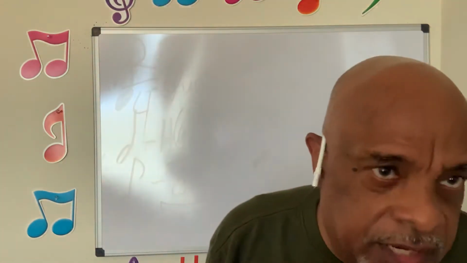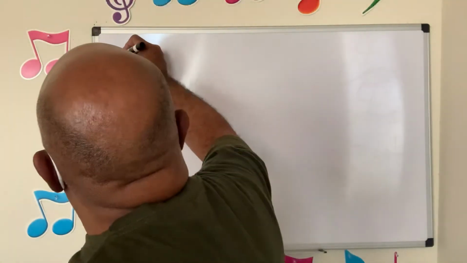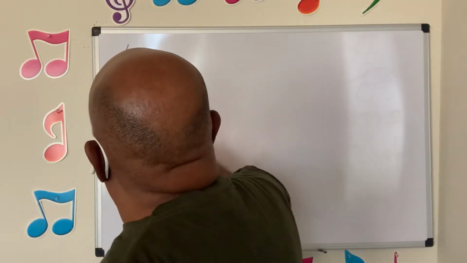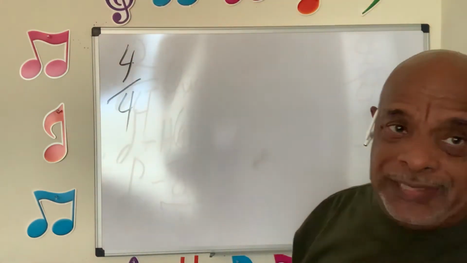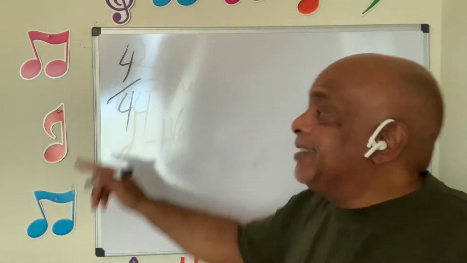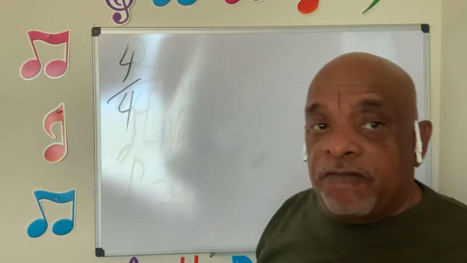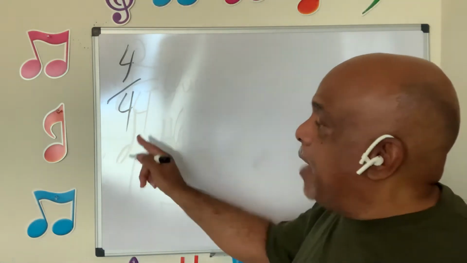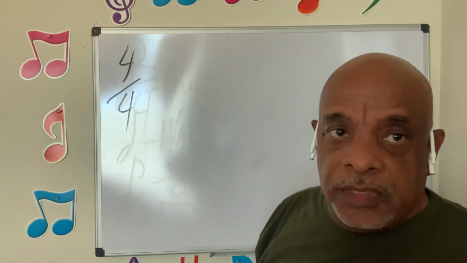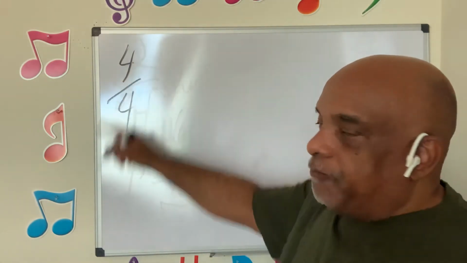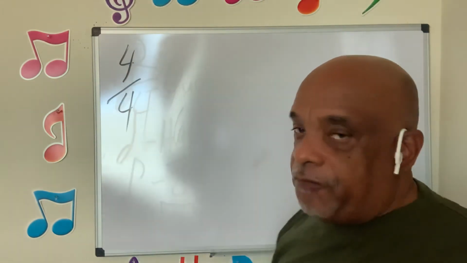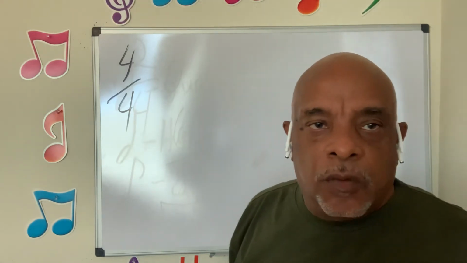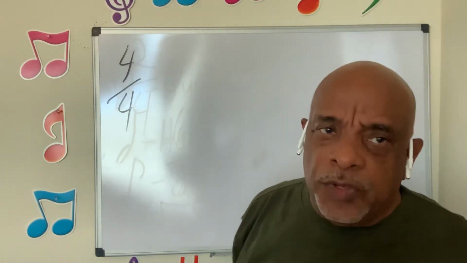We're going to start with one of the most common time signatures there is, and that's 4/4 time. In this, the top number means that there are 4 beats in the measure, and the bottom number tells me that the quarter note gets 1 beat. Top 4 says 4 beats in the measure. Bottom 4 says that the quarter note gets 1 beat.